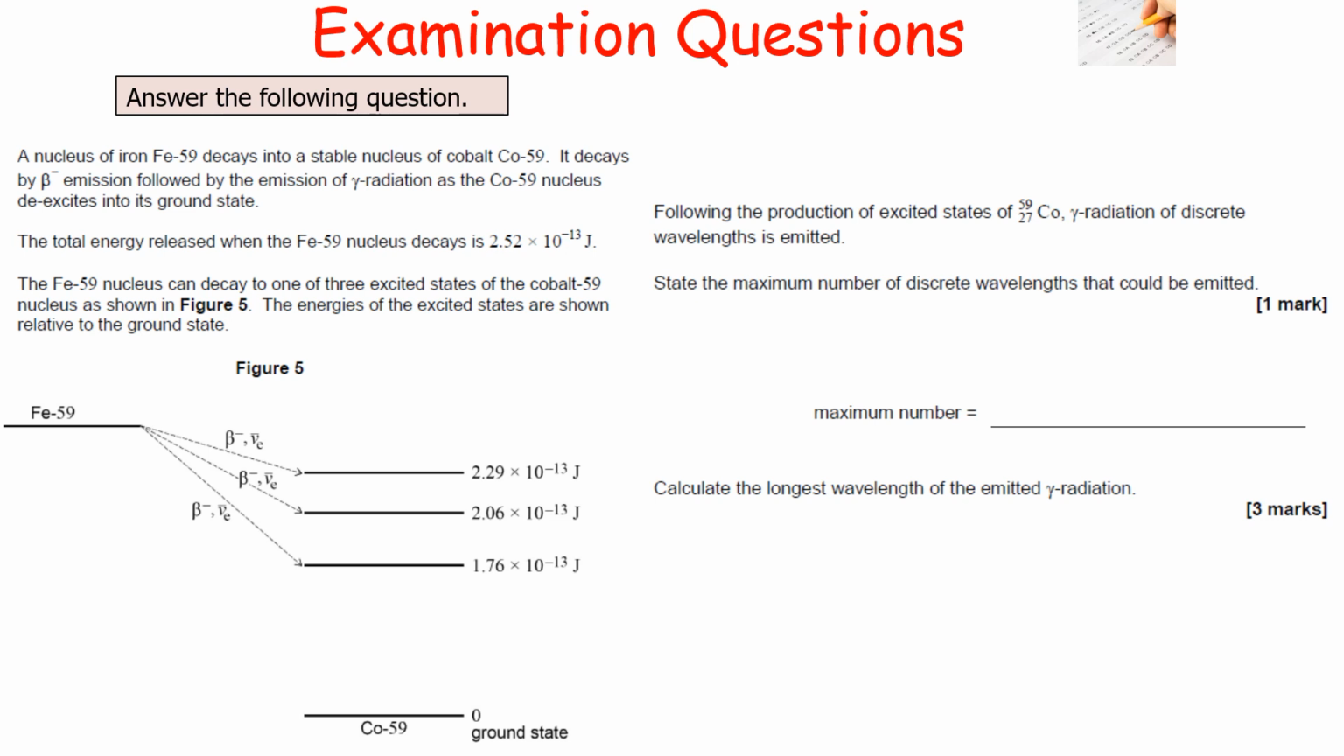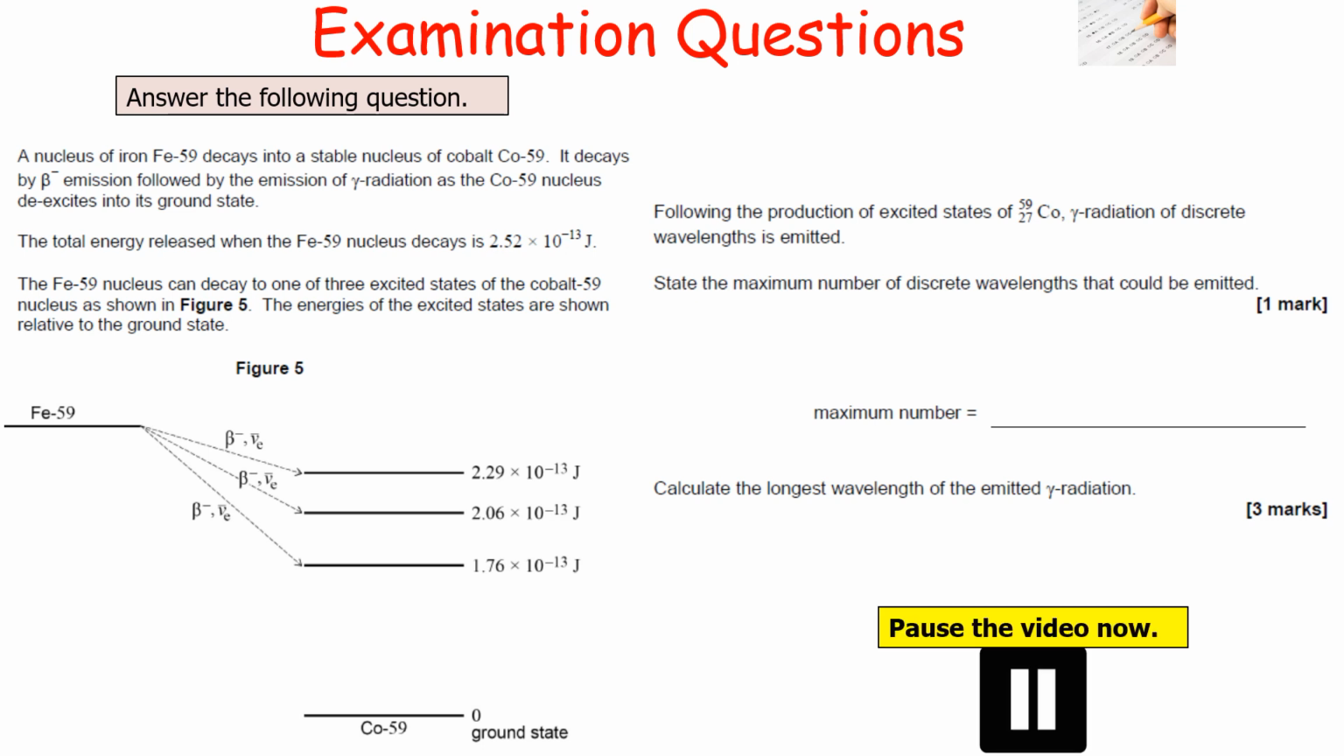The next question says, following the production of the excited states of 59 cobalt, gamma radiation of discrete wavelengths is emitted. State the maximum number of discrete wavelengths that could be emitted, and then calculate the longest wavelength of the emitted gamma radiation. So pause the video now, then unpause the video when you want to go through your answer.